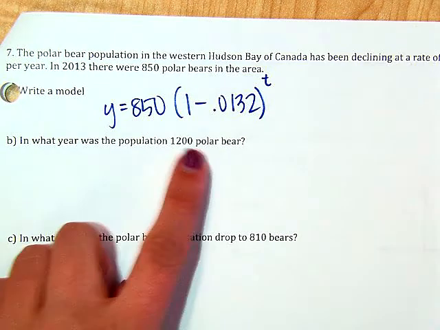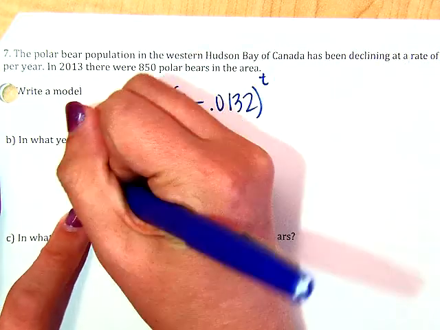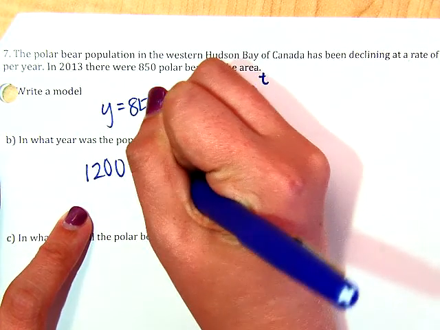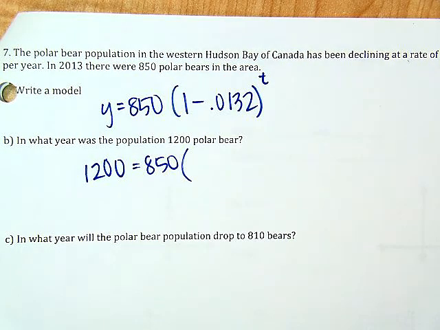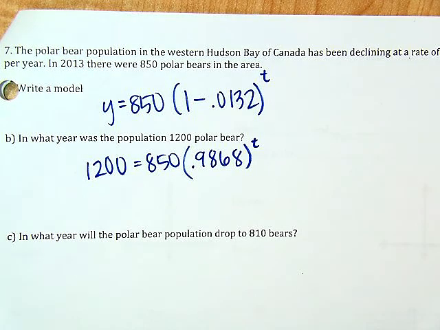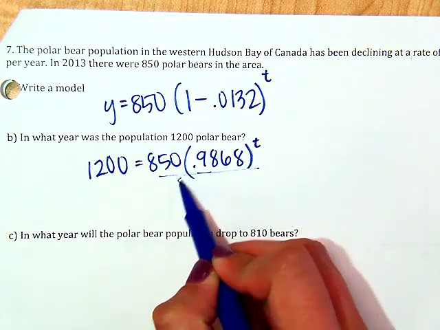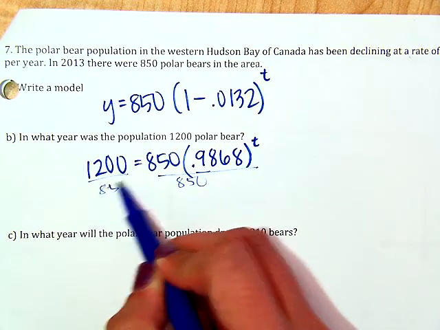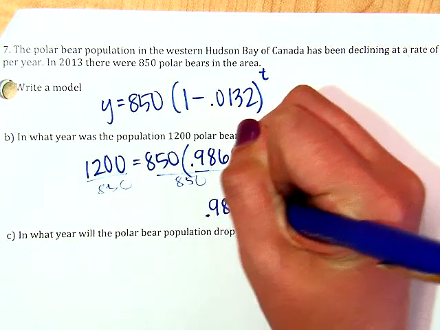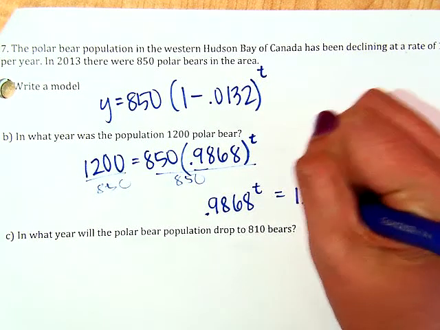In what year was the population 1200? So we're trying to find out t if my final result is 1200. What's 1 minus 0.0132? 0.9868. There we go. Now to solve this thing, I need to get the exponent part by itself. So I'm going to divide by 850. So I have 0.9868 to the power of t equals 1200 divided by 850 gives me 1.41.